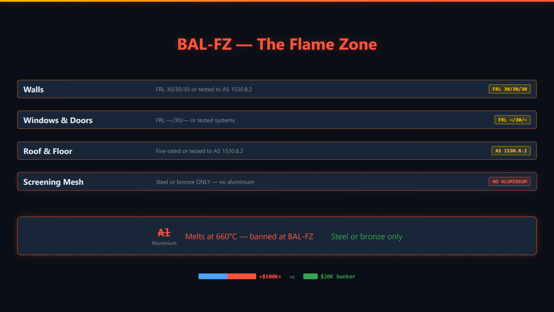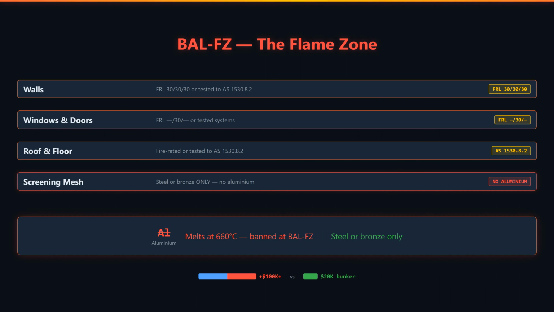And here's the detail that catches people out. At BAL-FZ, aluminum is banned for screening mesh. Why? Because aluminum melts at 660 degrees Celsius, well within flame zone temperatures. Only corrosion resistant steel or bronze is permitted.